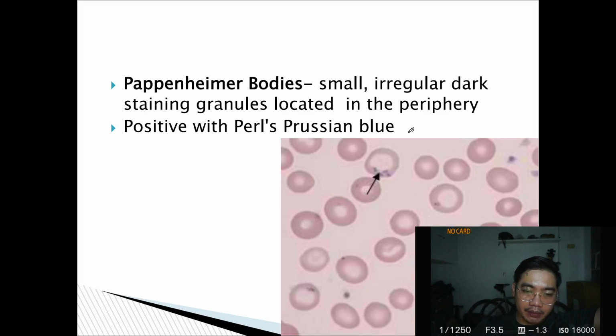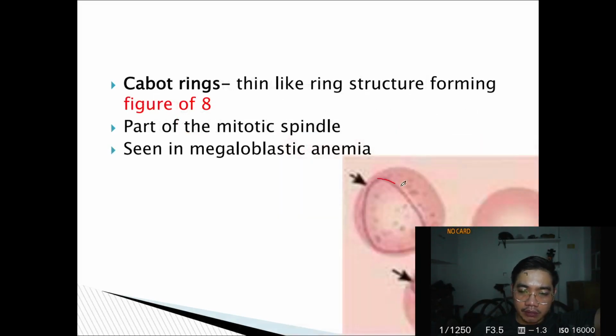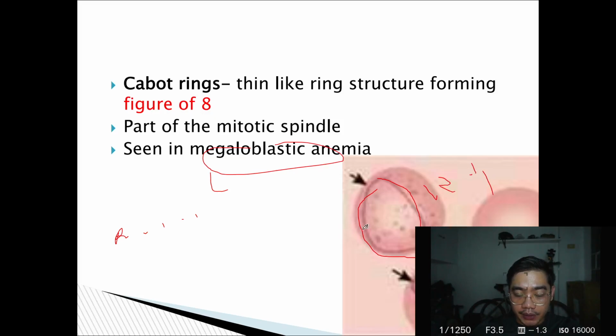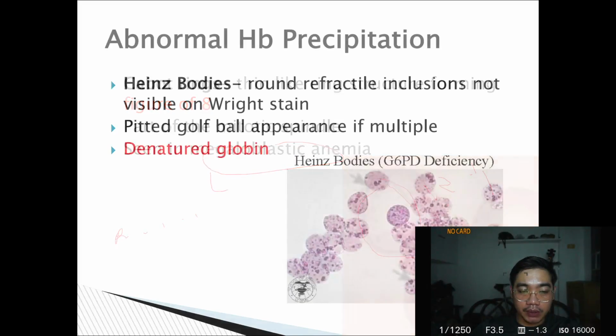Also have your Pappenheimer bodies. So basta Pappenheimer periphery, PP, no, and it's positive with Perls' Prussian blue because it has iron. It's our iron contents. It has iron. Cabot rings is your remnant of your mitotic spindle seen in megaloblastic anemia, further solidifying the point that megaloblastic anemia is due to lack of maturation. Nabilin pa ang iyang mitotic spindle.